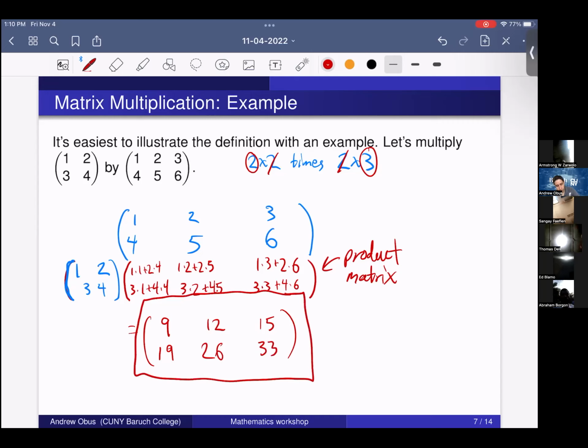Okay, so this is the answer. If I take the matrix 1, 2, 3, 4, and I multiply it by 1, 2, 3, 4, 5, 6, the answer is 9, 12, 15, 19, 26, 33.